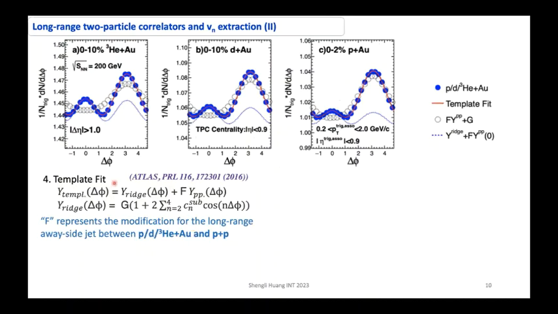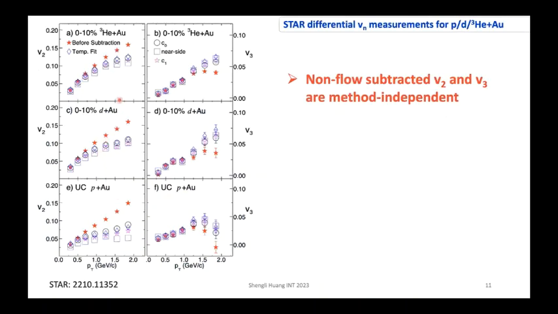We also use the template fit that comes from the ATLAS collaboration. The details you can see in the reference. In general, we found this method gave very similar results to the C1 method. So we have four kinds of non-flow subtraction, and then we can compare the results. The left plot shows the v2 results as a function of pT in the three systems, and the right is v3 from the four kinds of methods, also compared with the results before the subtraction.